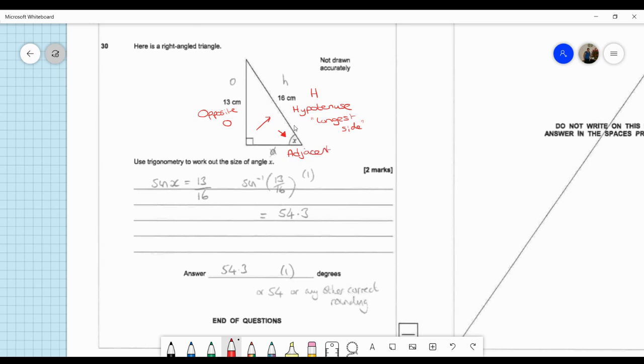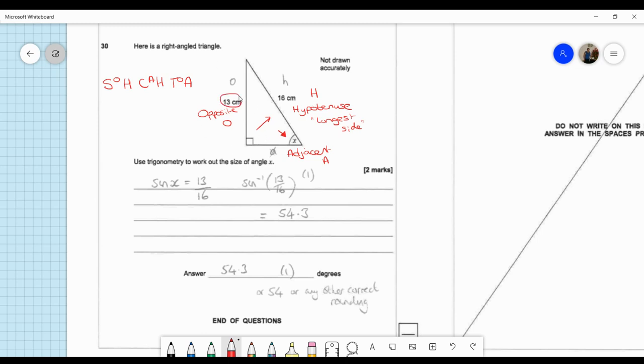So the sides move around depending on where the angle is. So you do have to recognize hypotenuse is opposite the right angle, opposite is opposite the angle, and adjacent is touching the angle. We're then going to use our SOHCAHTOA. This is the phrase that you want to learn. And then we're looking at our shape and figuring out which sides are useful.